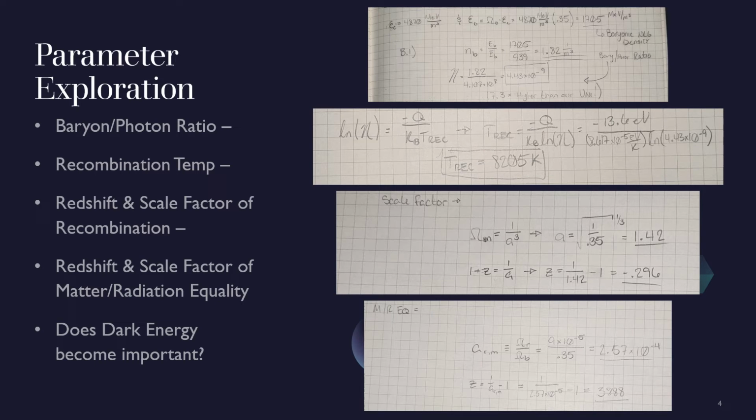So a little strange. I remember people talking about this in the discussion, how the z actually came out to be negative, which would indicate a blueshift. And the redshift and scale factor of matter radiation equality is the last slide here. The scale factor at MR equality would be 2.57 times 10 to the negative 4th, which is really small, and the redshift would be 3,888.